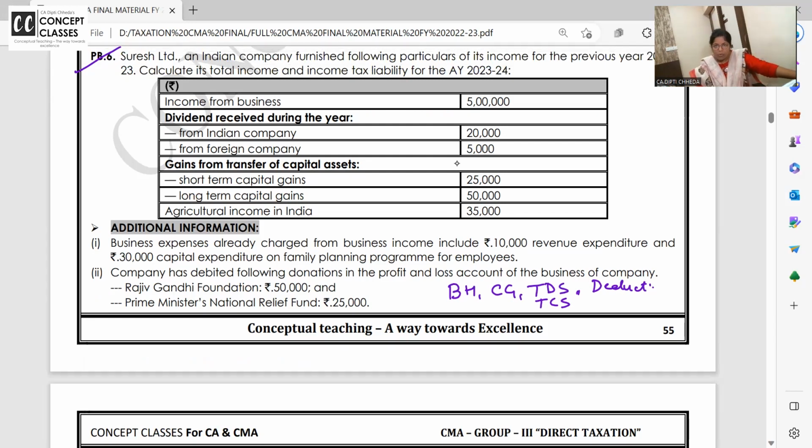Results are coming, just tell me what help you need. Business head, capital gain, TDS, TCS and deductions. You know, deductions are so important for the DTA non-resident problem. So these are the topics you should know. Other than this, of course, they are asking MCQs from house property, MCQs from salary. But these are the most important ones.